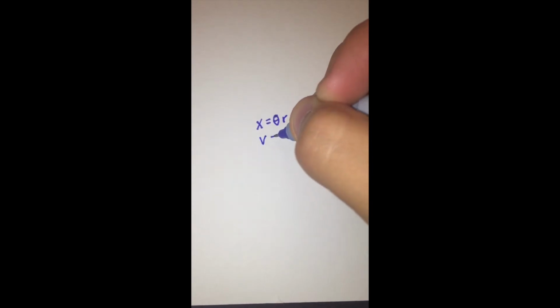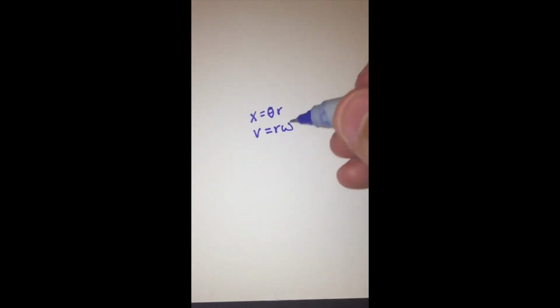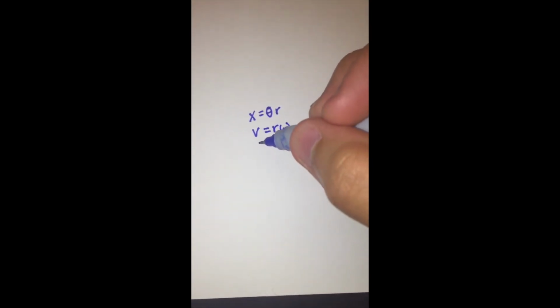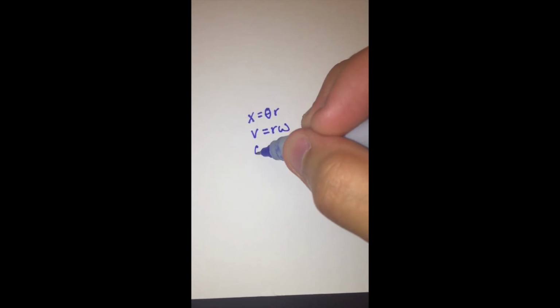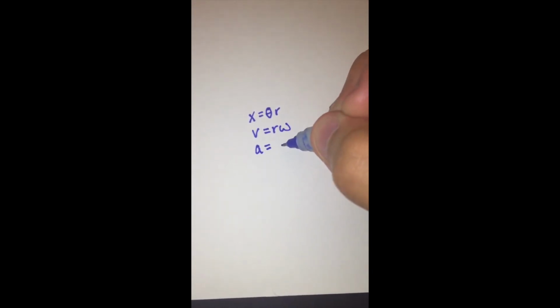Instead of going through all of that trouble, you could also just use the equation x is equal to theta r, multiplying 244 radians by the radius 0.25 meters to get, again, 61 meters. It's important to know the relationships between your angular and linear values.